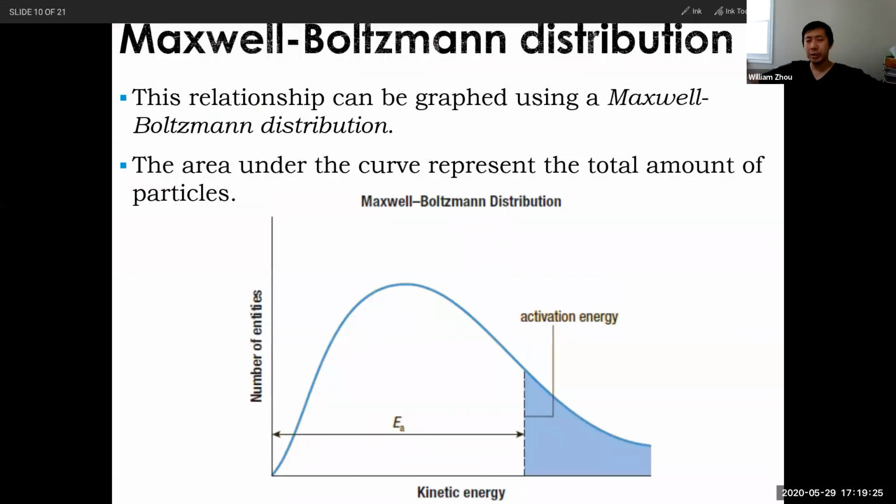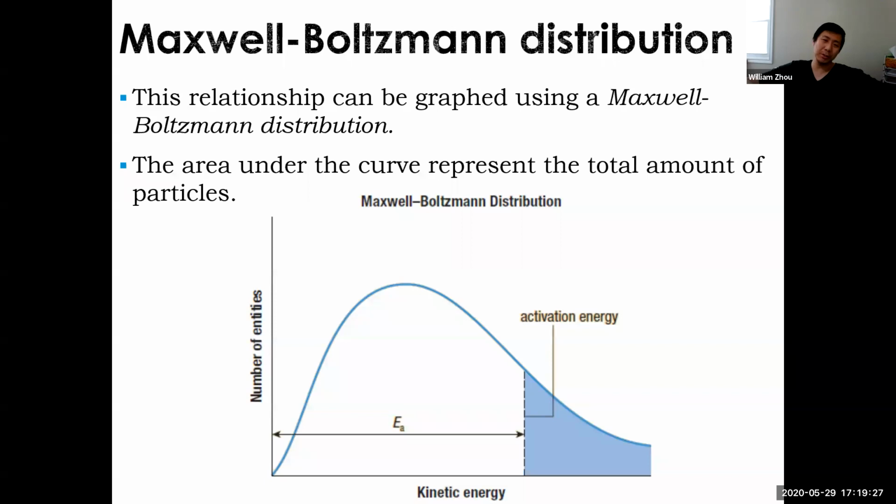So this is something called a Maxwell-Boltzmann distribution. You can graph energy as well as a number of molecules using this graph. The graph I showed you earlier is called a potential energy graph. This one uses kinetic energy instead. So this one is a little bit hard to understand.